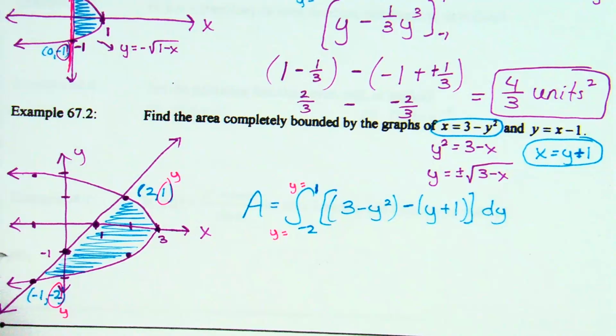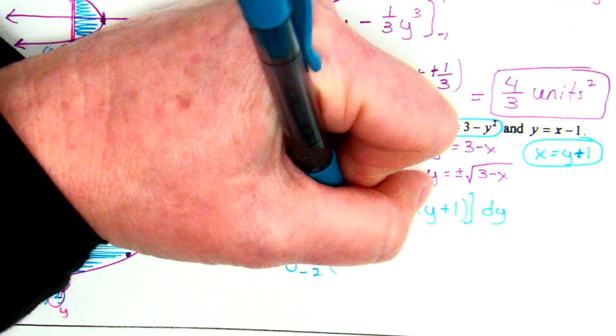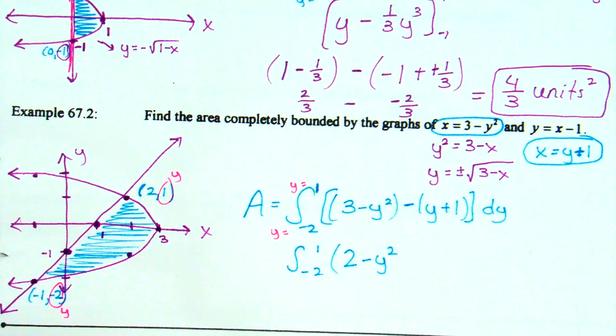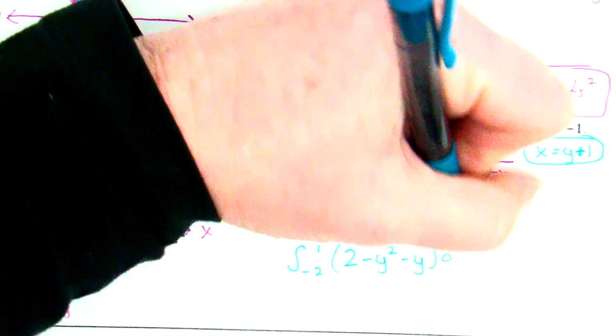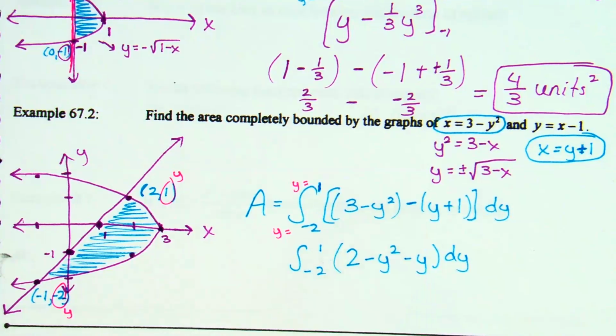Okay, do you want to clean it up before you integrate? Might as well. It's the integral from -2 to 1. What cleans up here? 3 and 1. It can be 3 minus 1 is 2. You still have minus y squared, and then it's also now minus y. I'm just doing like terms, yes. It's not a big difference, but now I only have 3 things to integrate instead of 4. It's not that you would have had to combine them. I'm not saying that.